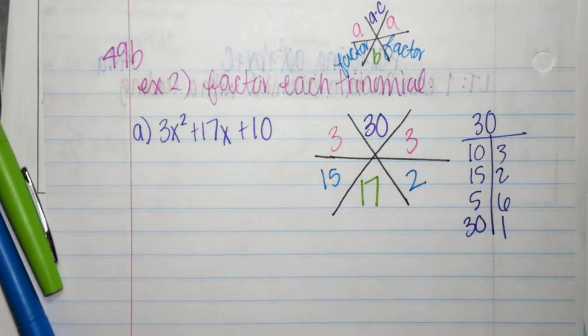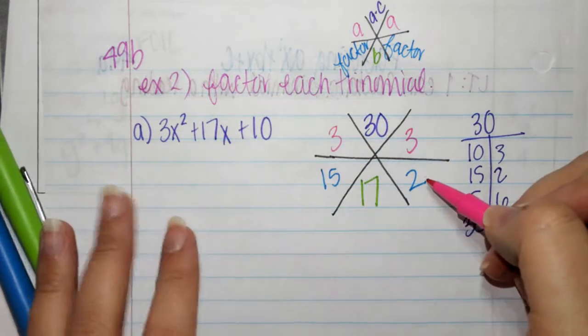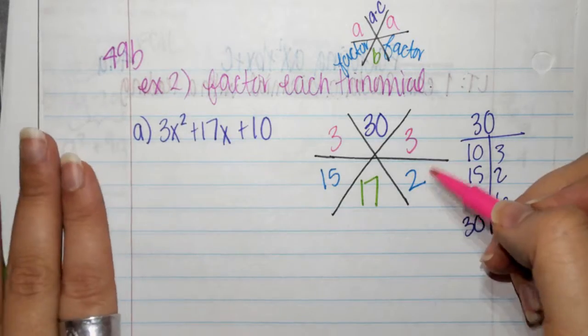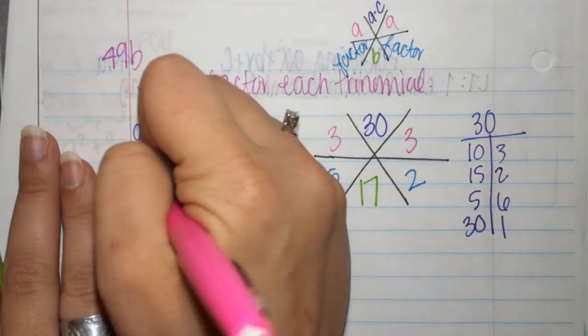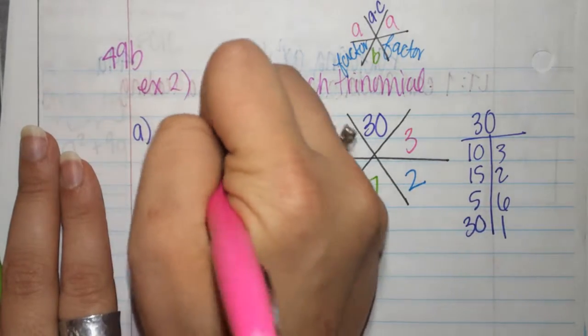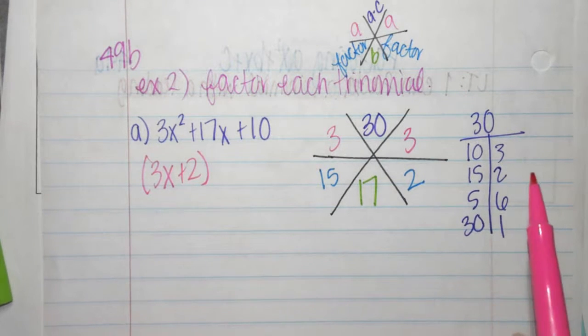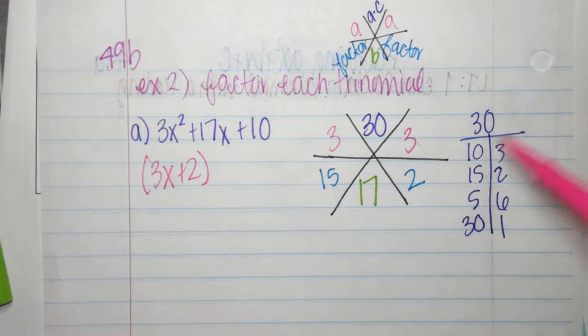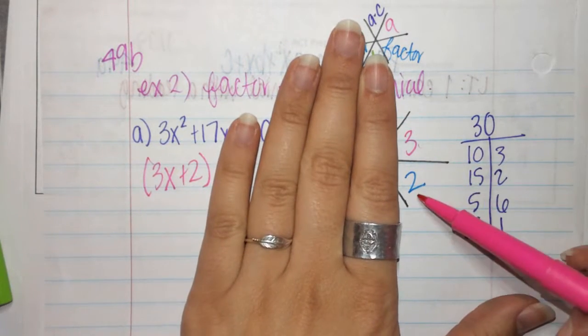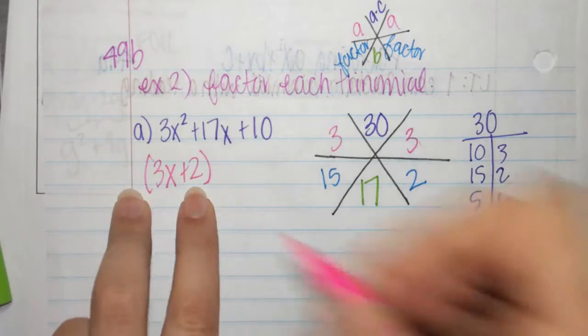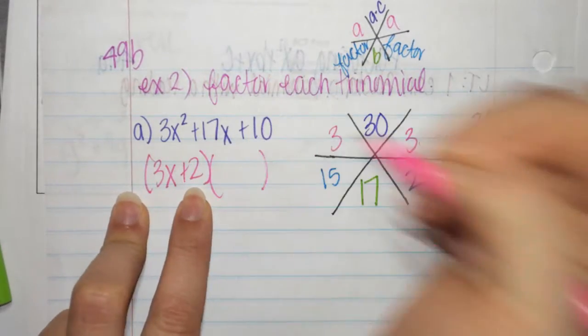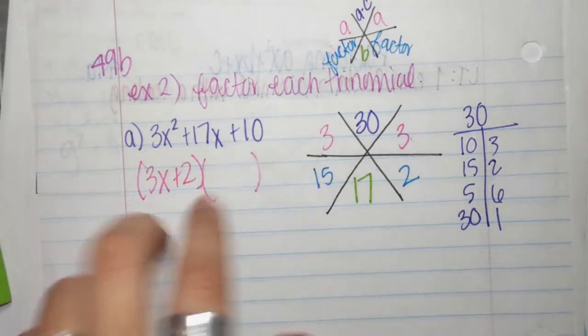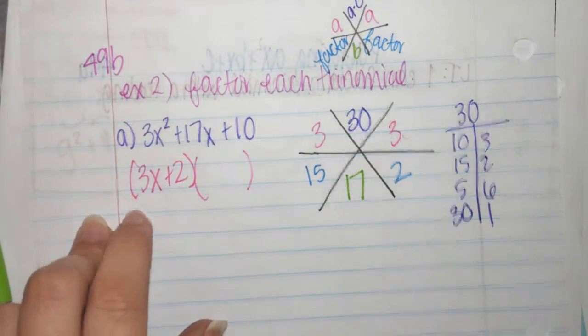Which one does not reduce? 3 and 2. So what are we going to do with those? 3x plus 2 in parentheses. Awesome. Does everybody see what I did? Are we sure? Okay, this fraction does not reduce. So since it does not reduce, we put it in the parentheses. Remember, we always have 2 parentheses. So since this one does not reduce, we put it in our parentheses with x.